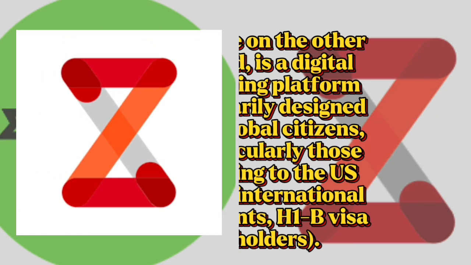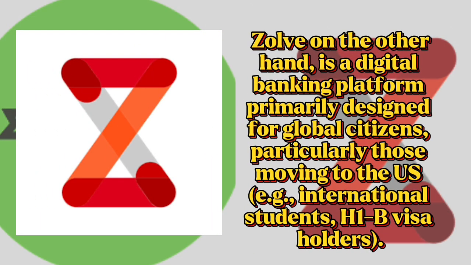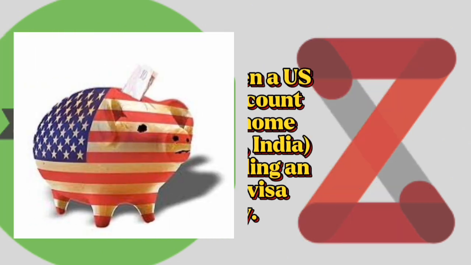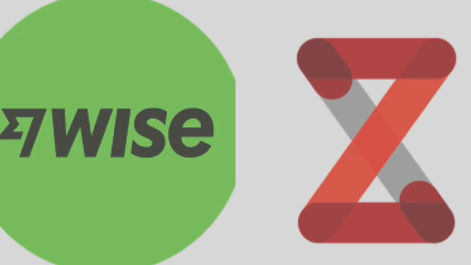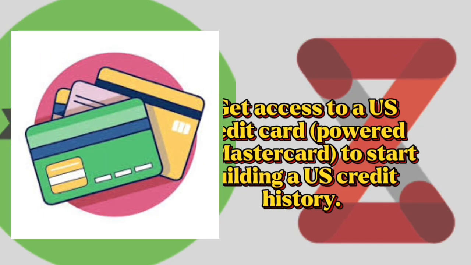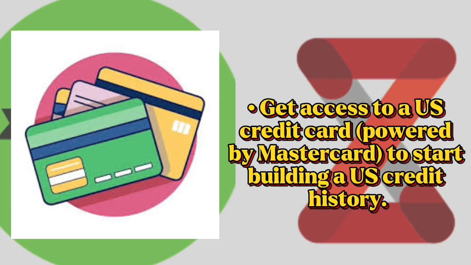Zolve, on the other hand, is a digital banking platform primarily designed for global citizens, particularly those moving to the US, international students, H-1B visa holders. You can open a US checking account from your home country without needing an SSN or US visa initially. Get access to a US credit card powered by MasterCard to start building a US credit history.